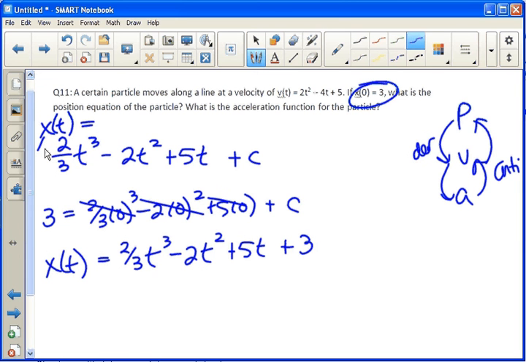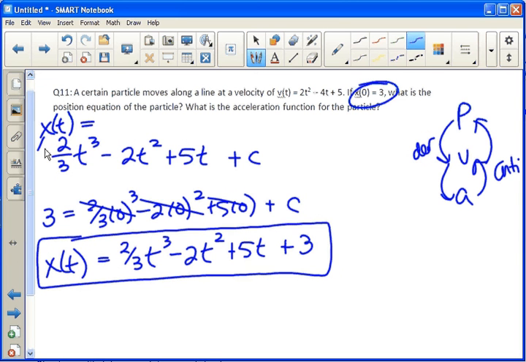If you go back, they also say, what is the acceleration function for the particle? Well, to get to the acceleration, we have to take the derivative. So we go back up to this, 2t squared minus 4t plus 5, and take the derivative of that, and we get 4t minus 4 for the acceleration.